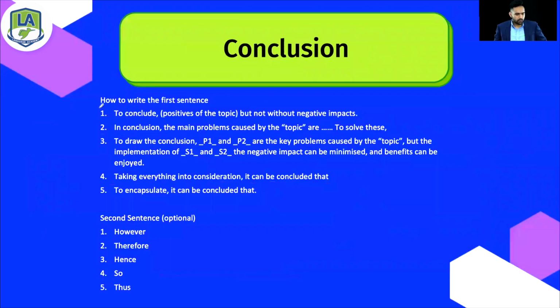Let's see what we have got in the conclusion. Remember, you don't really need to mention anything new in the conclusion part. All right, let's have a look over here. What we have got in conclusion. Conclusion, two sentences to conclude. Positives, but not without negatives. In conclusion, the main problems caused by the topic are these. To solve these, this should be done.